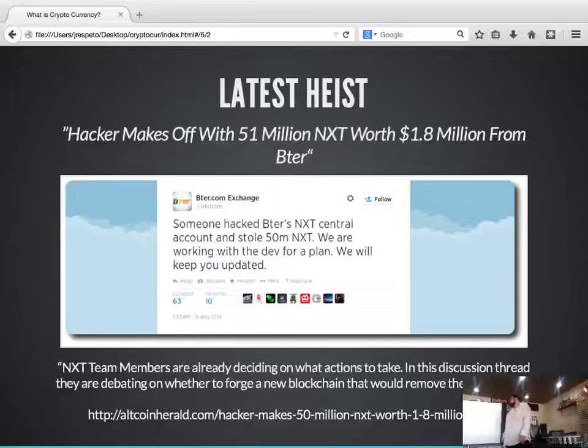Basically, down here it's saying that the NXT team members are already deciding what actions to take. In this discussion thread, they are debating whether to forge a new blockchain that would remove the transaction. Forking a new blockchain is a really profound thing. You've heard of people forking blockchains, right? That means they have to switch to a whole new blockchain.